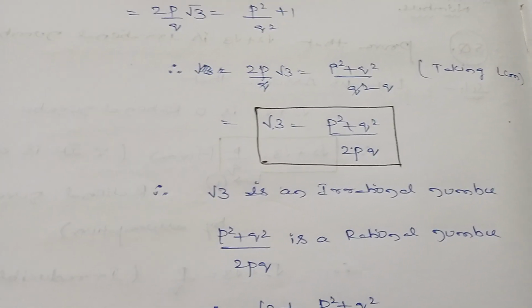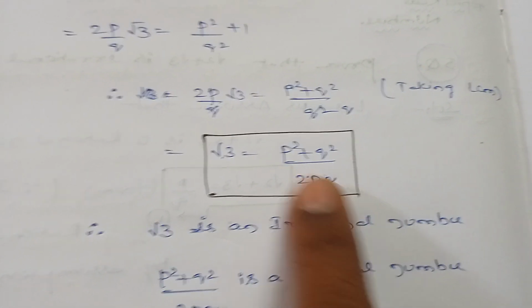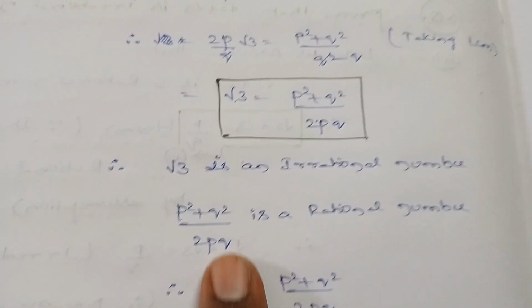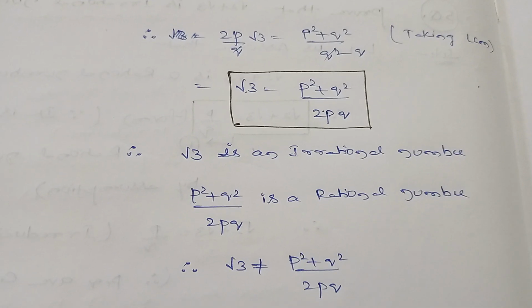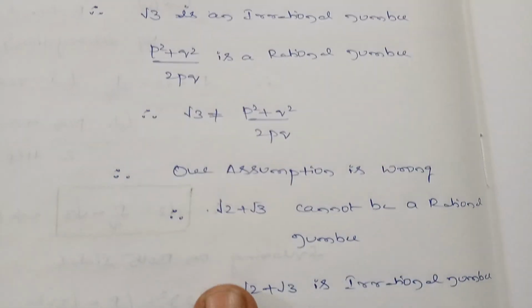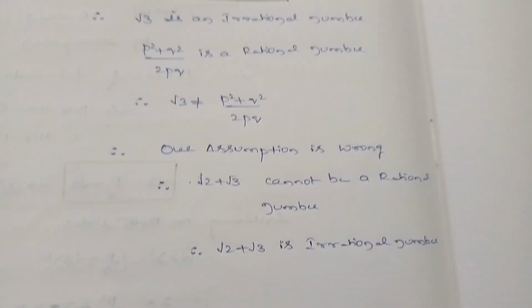But root 3 is an irrational number which cannot be expressed in p by q form. But we got the RHS part as p square plus q square by 2pq. That is p by q form, right? So how is it possible? So not possible, right? Therefore root 3 cannot be expressed in p by q form. Therefore our assumption is wrong, guys. Therefore root 2 plus root 3 cannot be a rational number. Therefore root 2 plus root 3 is an irrational number, guys.